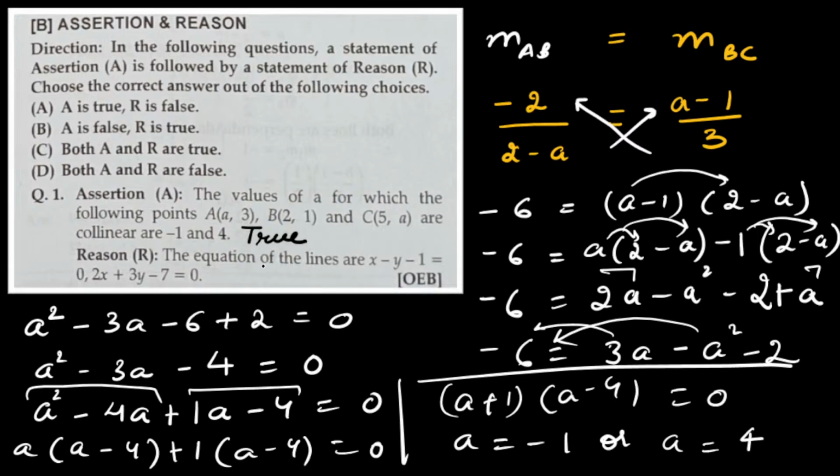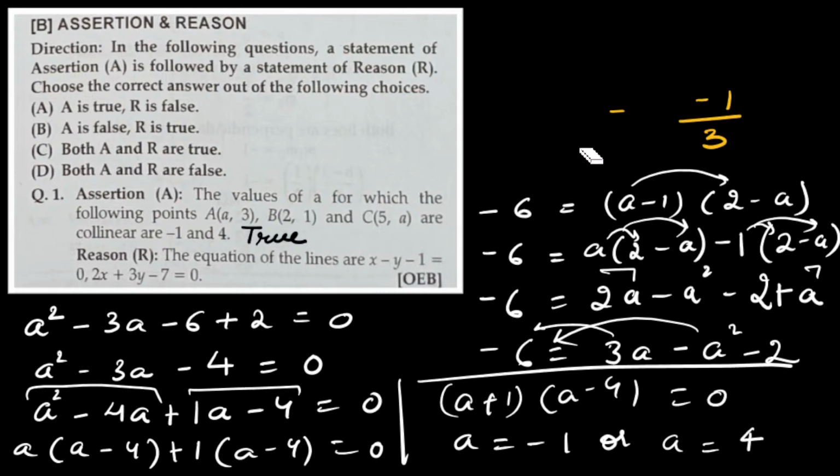Now we have to check the reason statement. So the equations of the lines are x minus y minus 1 is equal to 0 and 2x plus 3y minus 7 is equal to 0. So how will we find the equation of these lines? Like I told you, whenever coordinates are given to us, we can use the point form. Point form I've discussed with you.